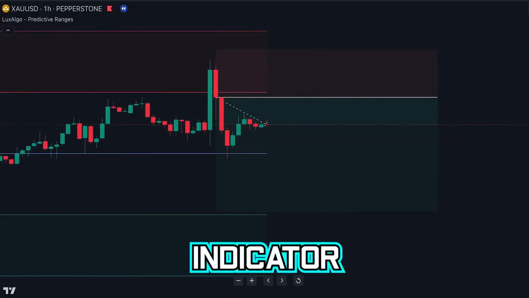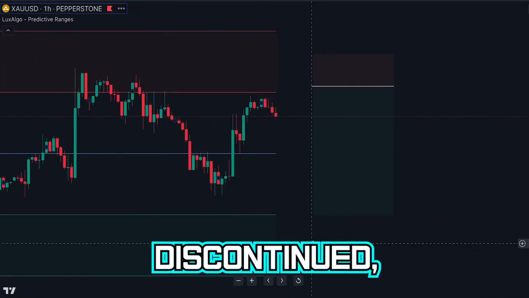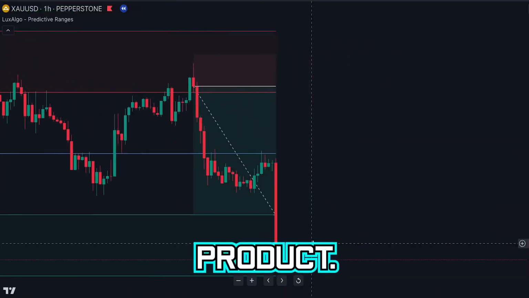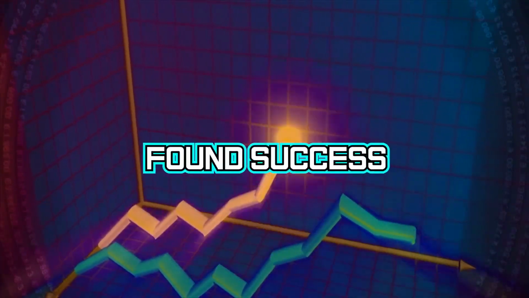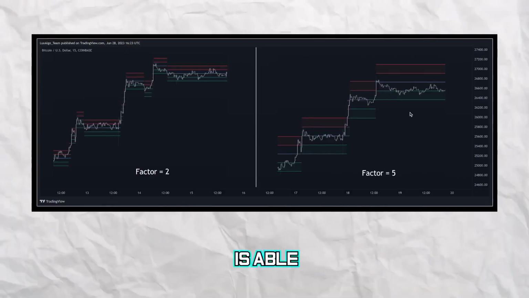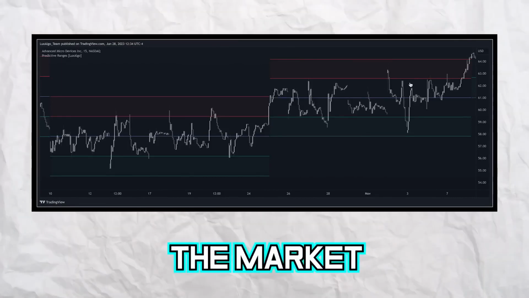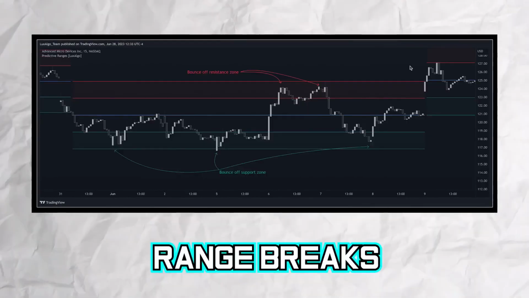This legendary indicator was once offered as part of an exclusive package, but as the company upgraded and created new and better indicators, it was discontinued and listed as a legacy product. However, so many people found success using this indicator that when it was discontinued, there was a massive demand for its return. The indicator is able to predict exact trading ranges in real time and determine which direction the market is likely to go once that range breaks.